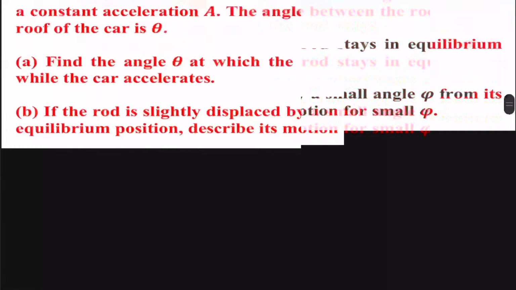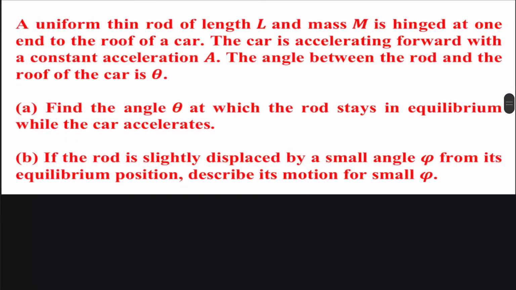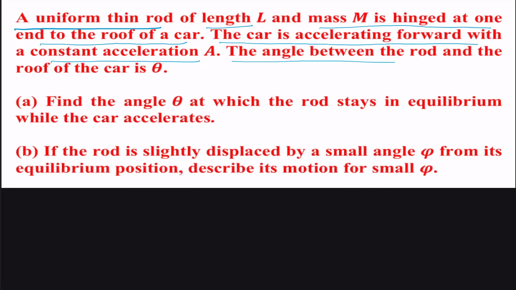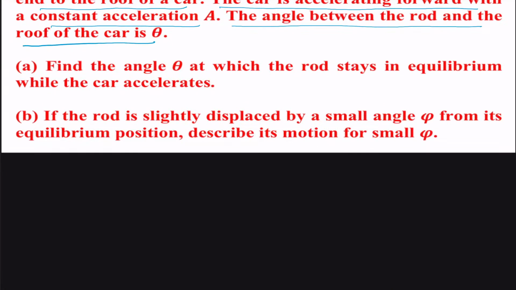Next question. It states that a uniform thin rod of length L and mass m is hinged at one end to the roof of a car. The car is accelerating forward with a constant acceleration a. The angle between the rod and the roof of the car is theta. So based on this, we have two questions.